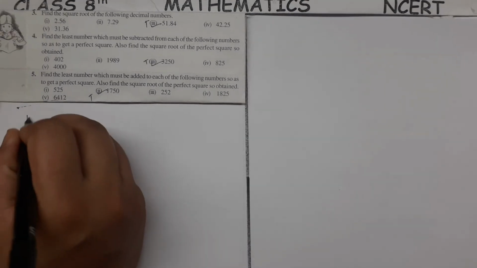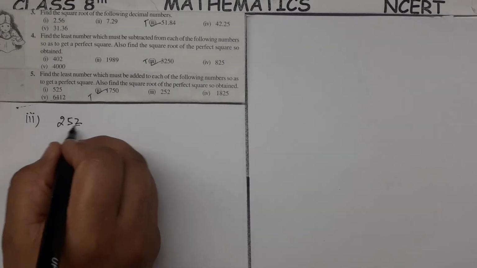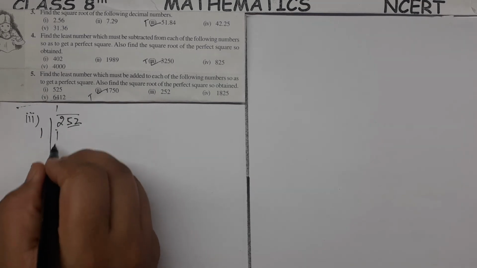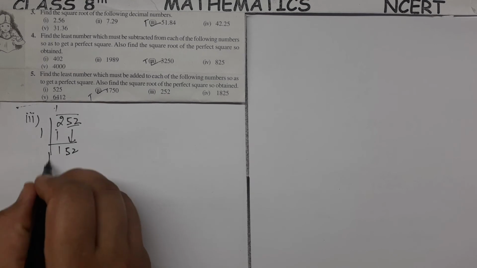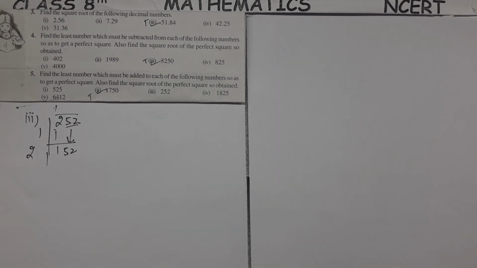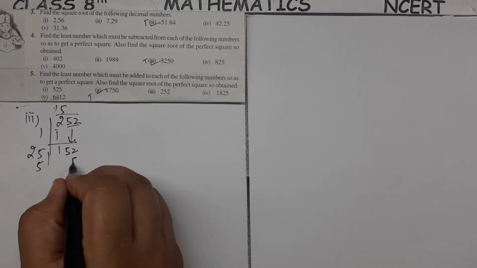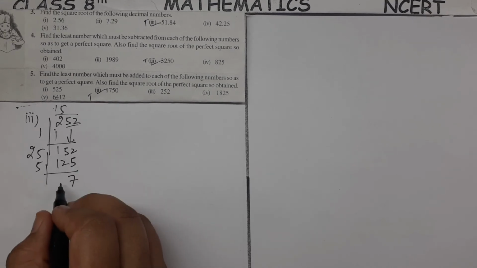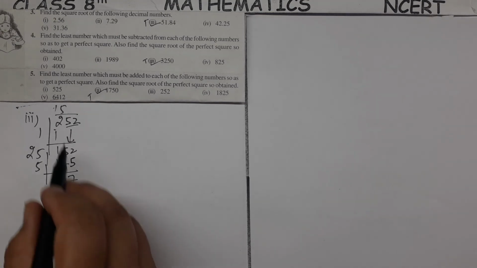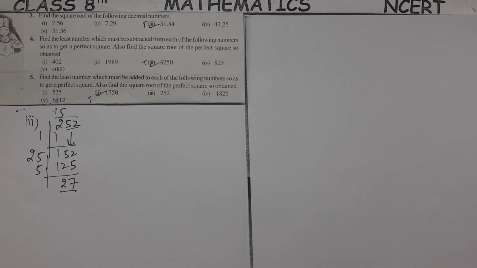Next, part third: 252. Pair 1, 1 1 is 1. 2 minus 1, 1. Pair 52. Double of 1 is 2. 5 5s are 25. 5 2s are 10, or 2 12. Subtract. 27. 27 should be subtracted to make it a perfect square, but here we have to add.